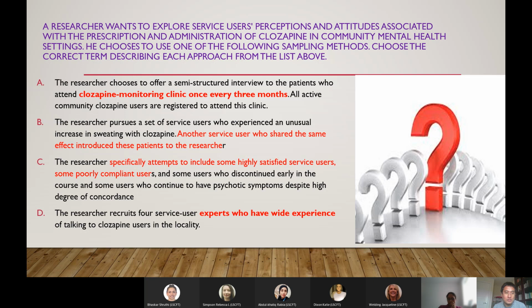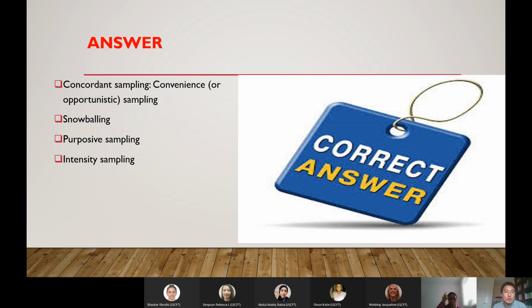Okay, so this is the last slide we have. Convenience is whoever we find. For example, we go to the clinic and we find people having blood monitoring. We get them. That is convenience. Snowballing means whoever we identify, the next one identifies the other one, like a drug user. That is snowballing sampling. Purposeful is when the researcher has got a motive, like highly satisfied. That is called purposive sampling. And intensive sampling is if it is expert, intensive.